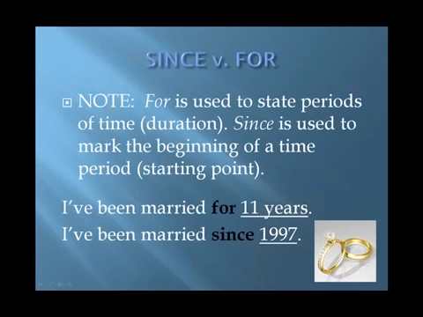Please don't confuse since and for. For is used to state periods of time, duration. Since is used to mark the beginning of a time period, a starting point. Examples: I've been married for 11 years. I've been married since 1997.